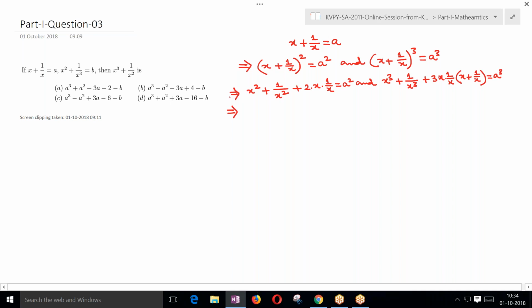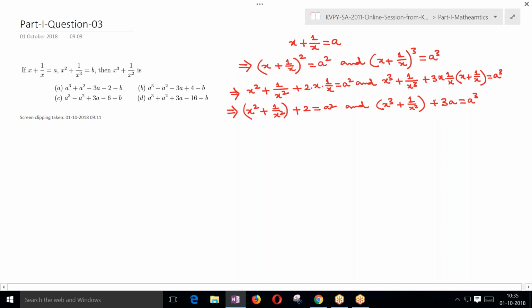So from here, what we get is that x square plus 1 by x square plus 2 is equal to a square, and x cube plus 1 by x cube plus 3 into (x plus 1 by x) is equal to a cube, where x plus 1 by x is a, so 3a.